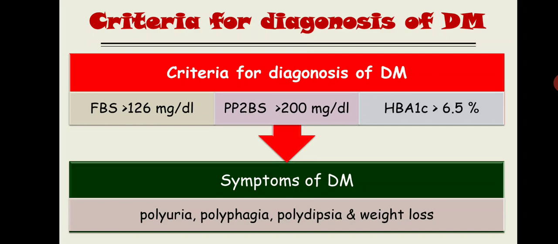Now this is all about the criteria of diagnosis of diabetes mellitus. Now let's take a small portion of the treatment part: treatment of type 1 diabetes mellitus. Now you know that in type 1 diabetes mellitus, the problem is with the synthesis and release of the insulin.